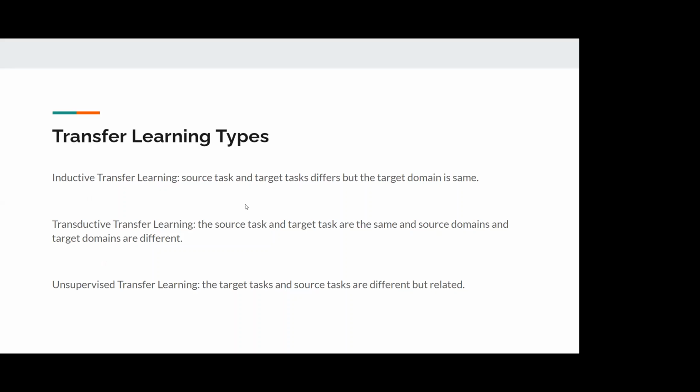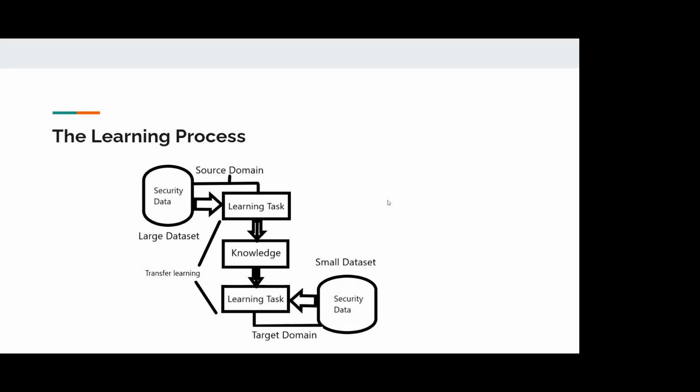There are several types of transfer learning. Inductive transfer learning is a situation where the source task and the target task, the new task, differ from one another, but the targeted domain is the same. There's transductive transfer learning, in which the source and target tasks are the same or similar, while the source and target domains are different. And then there's unsupervised transfer learning, where the target task and the source task are different, but related to each other. So here's a layout or a map of how the learning process works.